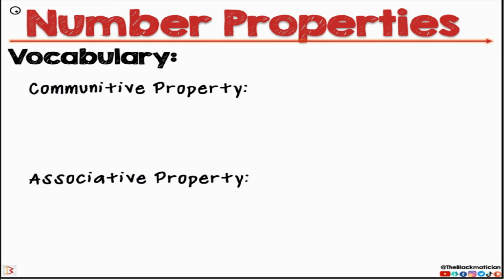Okay, so what is a number property? Number properties are used to group numbers that are easier to add or multiply together. And there's two different properties I want to discuss today that we use when we're grouping numbers.